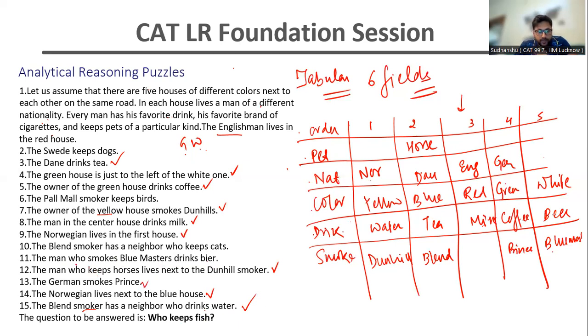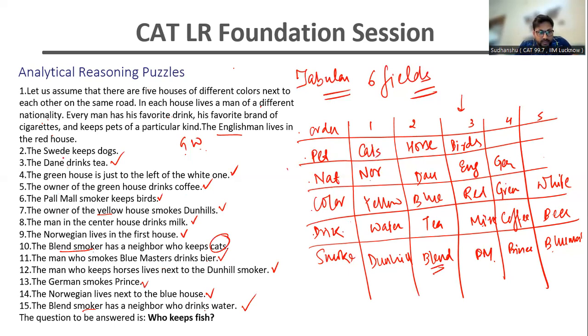Okay. Now the man who smokes Blue Master drinks beer has been done. The Pall Mall smoker keeps birds. Pall Mall must come in here because that's the only space left. So this must be birds. There was something about cats. The blend smoker has a neighbor who keeps cats. So interesting. Blend smoker is here. I can't put cats here, so I'll have to put cats here.